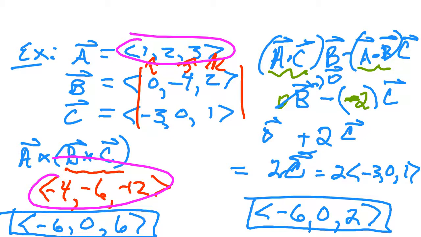No, wait a minute. I'm crossing the last one out. 0 minus 12 is minus 12. So B cross C looks right to me. Do you agree? And then I did, so basically I'm checking the purple step. Now I'm going to have 1, 2, 3 cross minus 4, minus 6, 12. I'm just going to do this where it's easier to see. So IJK.